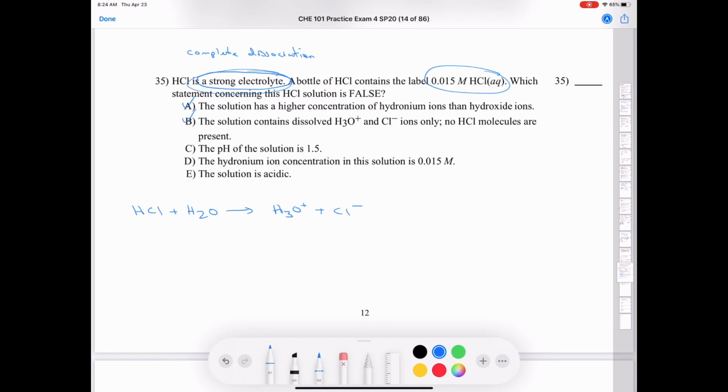The next one says the pH of the solution is 1.5. Well, I can assume that since HCl undergoes complete dissociation, if I have a bottle that's labeled 0.015 molar HCl, that means I'm going to have an actual concentration of hydronium of 0.015 molar. Therefore, I could plug this into the formula. pH is equal to minus log of the concentration of hydronium. And I can put in minus log of 0.015. And when I do that, I get a pH equal to 1.82. Therefore, this statement is false.